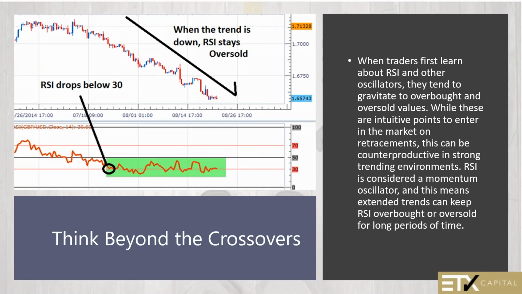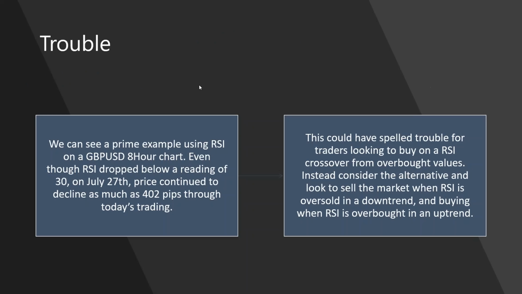All right, ladies and gentlemen, when traders first learn about RSI and other oscillators, they tend to gravitate to overbought and oversold values. While these are intuitive points to enter into the market on retracements, this can be counterproductive in strong trending environments. RSI is considered a momentum oscillator, and this means extended trends can keep RSI overbought or oversold for a long period of time.